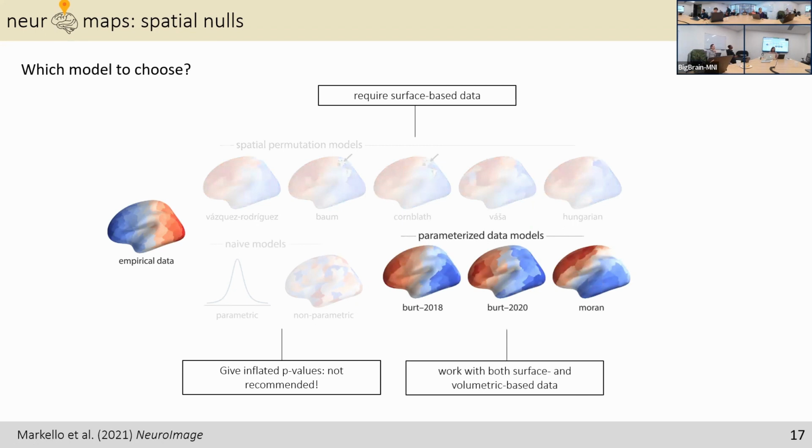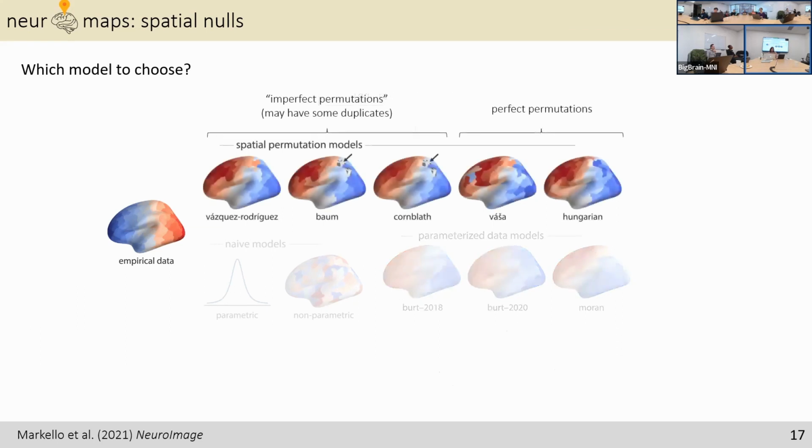Parameterized data models, by the way they're defined, we can actually use both for surface and volumetric data. So this is quite useful in case you need to use volumetric data. The question is, all these different spatial permutation models, what are the differences? Well, some of them do what we call imperfect permutations. The idea is basically to preserve the actual full permutation, and you sometimes have to do a lot of work when you rotate your sphere.